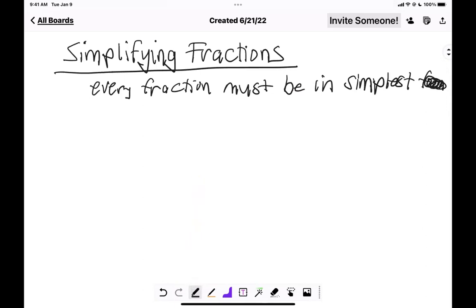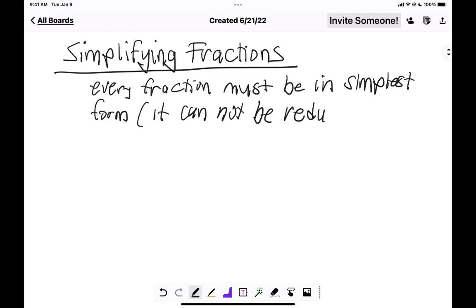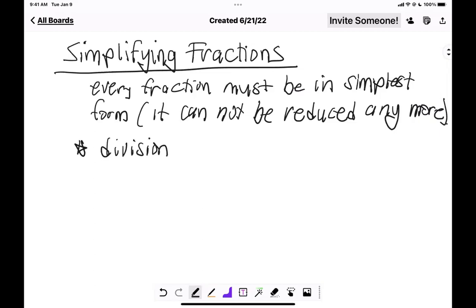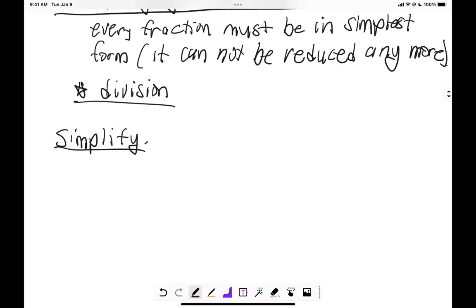So I don't even like how that looks. Let me move that. Hold on. Simplest form, which means it cannot be reduced anymore. So basically, we're talking about dividing. That's what we're talking about. We're talking about division, making a fraction simplest terms, simplest form. Okay, so my directions would just be, if I gave you this problem, simplify. And then we're going to do a whole bunch of simplifying.